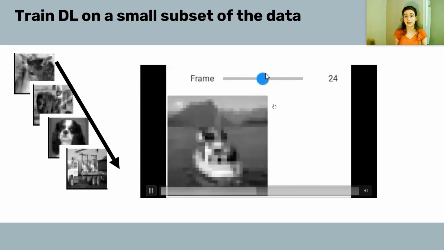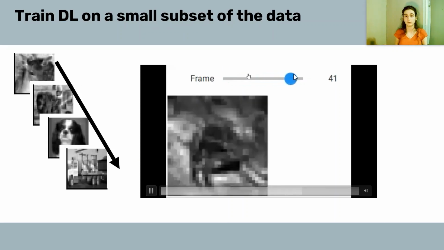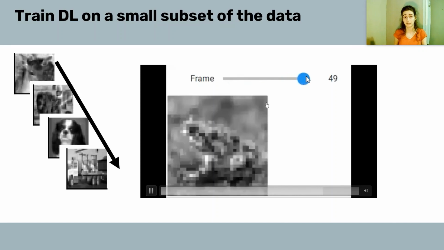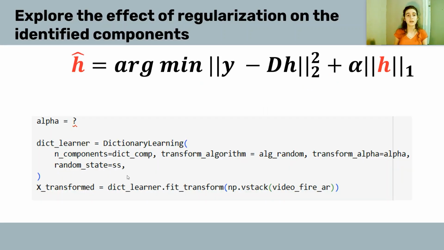So we created a slider for you where you can play to see the natural images that we consider, which will be used in order to train the model and identify the underlying components. So here is the cost function that we would like to minimize.